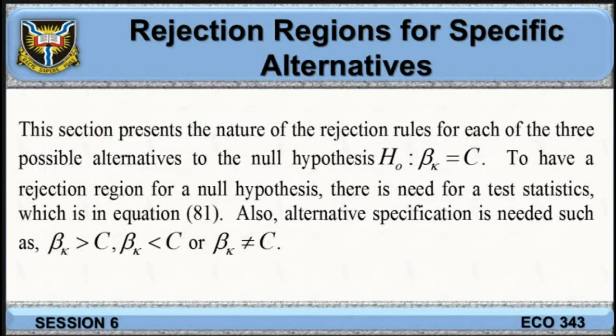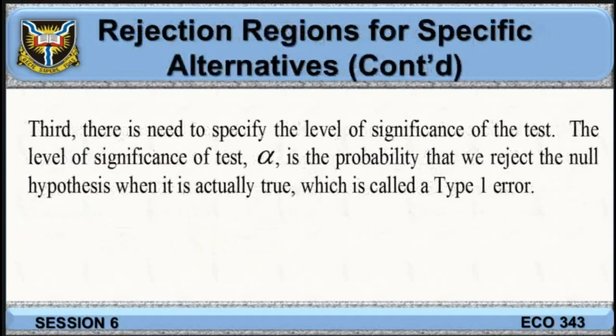To have a rejection region for a null hypothesis, there is need for a test statistic, which is in equation 81. Also, an alternative specification is needed, such as beta x greater than C, beta x less than C, or beta x not equal to C. Third, there is need to specify the level of significance of the test. The level of significance alpha is the probability that we reject the null hypothesis when it is actually true, which is called a type 1 error.